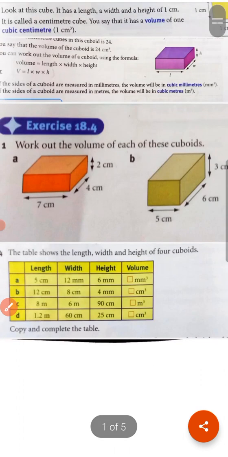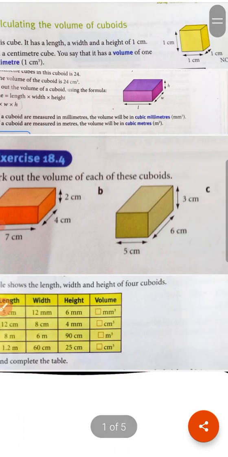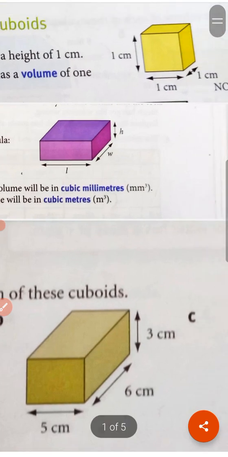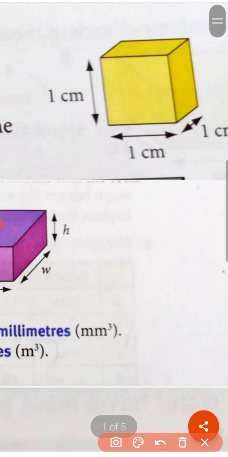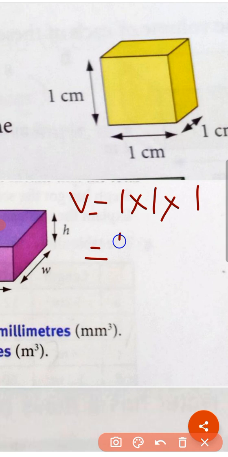So children, in this figure, a cube is given. Its measures are in centimeter. Here the length, width and height are 1 centimeter, because in a cube all measures are equal. So its volume is equal to 1 into 1 into 1, which is equal to 1 centimeter cube.